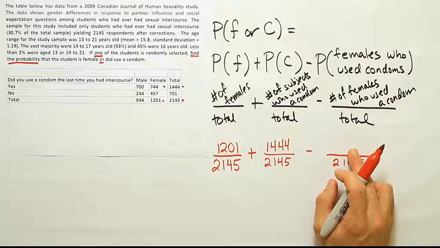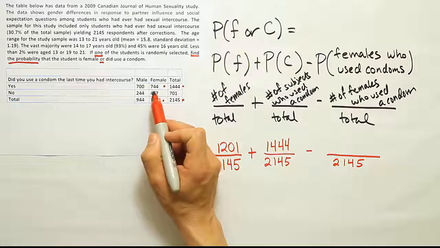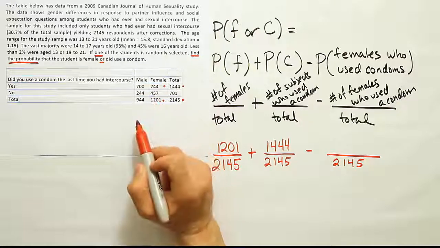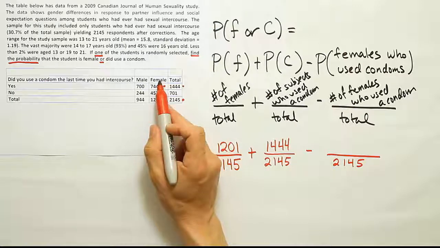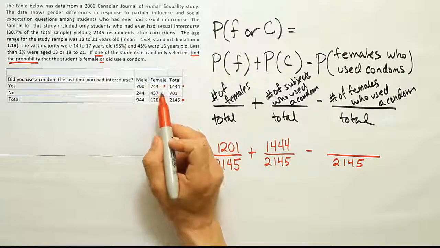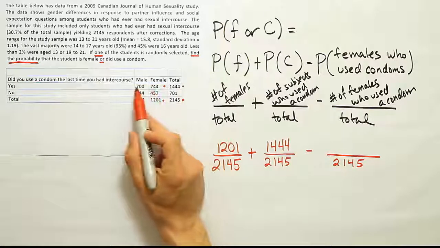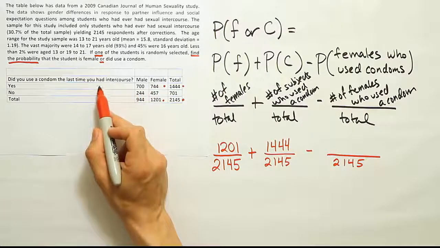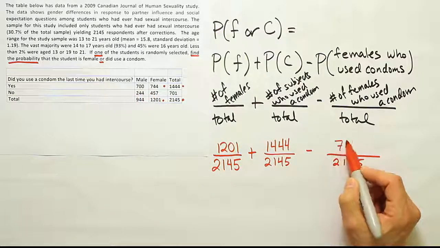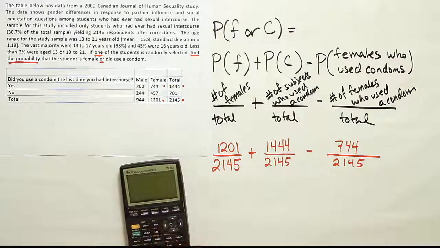the fraction. Well, to figure that out, we have to figure out where these categories overlap. So if you look at this cell here that I put the little dot next to, 744, everyone in this column is a female, right? Every number here corresponds to females. And then across, if we go across in this row, all these people used a condom, right? So this is the intersection between the two categories. These are the females who used a condom, right? So 744.